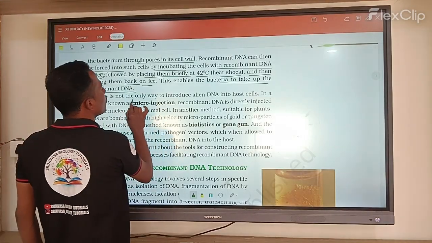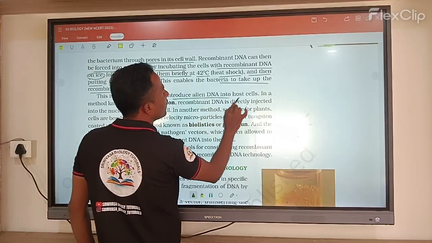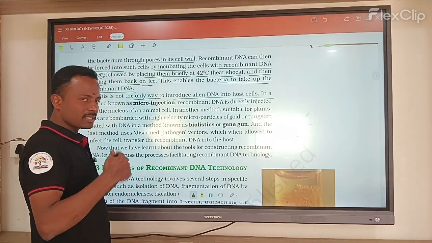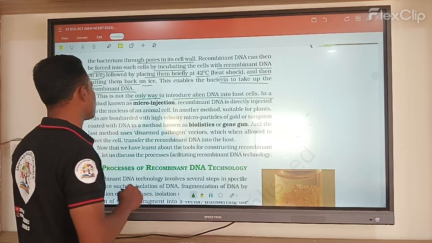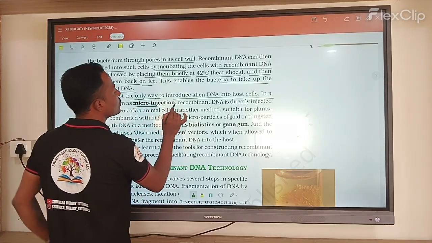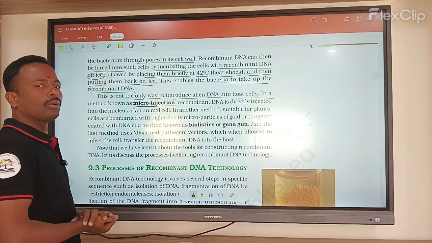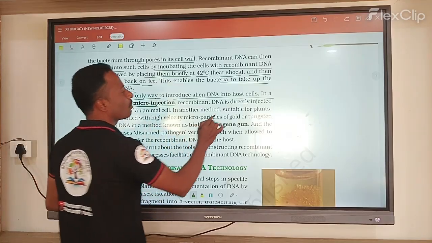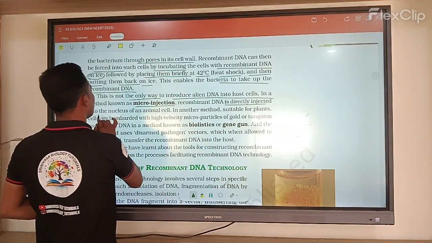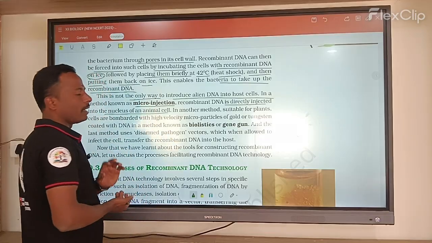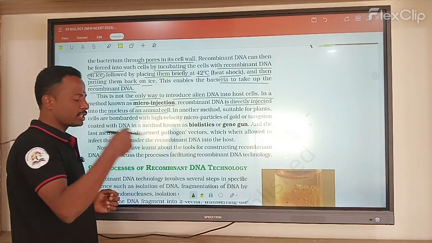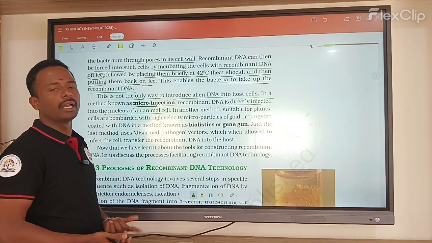This is not the only way to introduce recombinant DNA into a host cell. In the method known as microinjection, the recombinant DNA is directly injected into the nucleus of an animal cell.